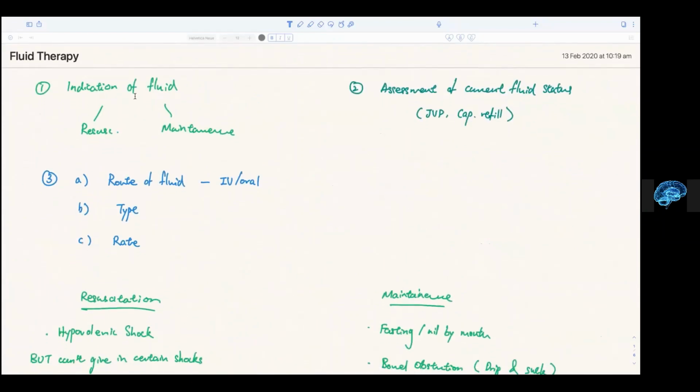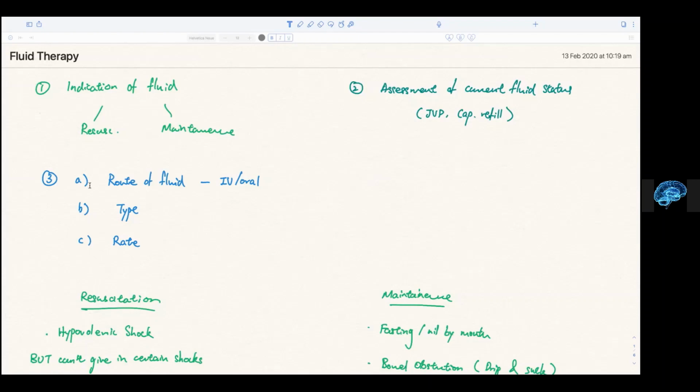So first of all, indications of fluid, either for resus or maintenance. Resus in more acute cases, maintenance for your more hospital inpatient stays. So that's your first consideration. What's the indication of fluid? Second of all, assessment of your current fluid status. So you would assess JVP, capillary refill, how dry they are in terms of mucous membrane, for you to get a more accurate measure of their fluid status at the moment. If you are looking at a patient over time, then you look at the weight for how fluid depleted or complete they are.